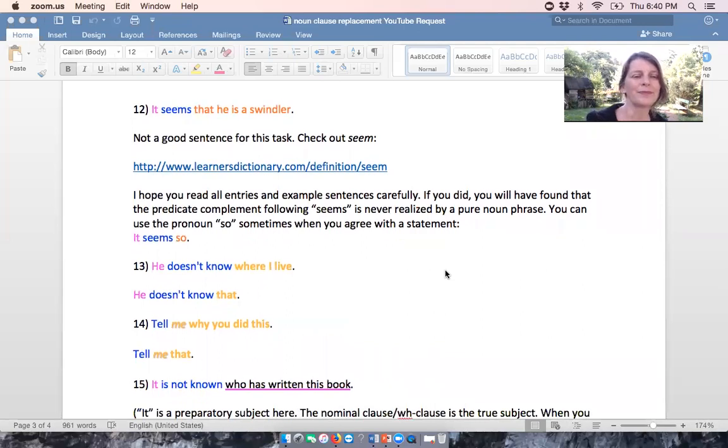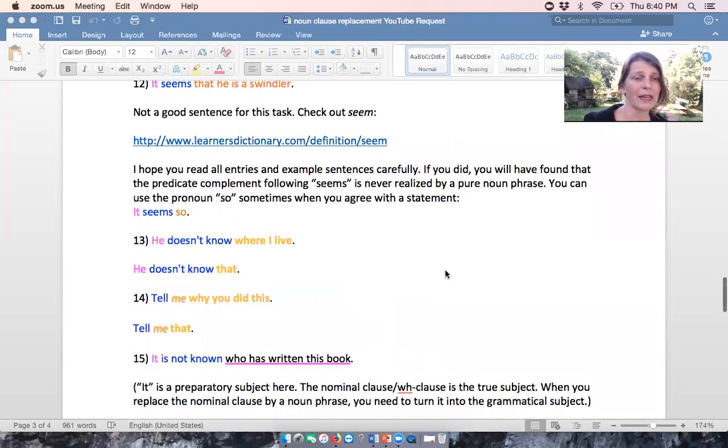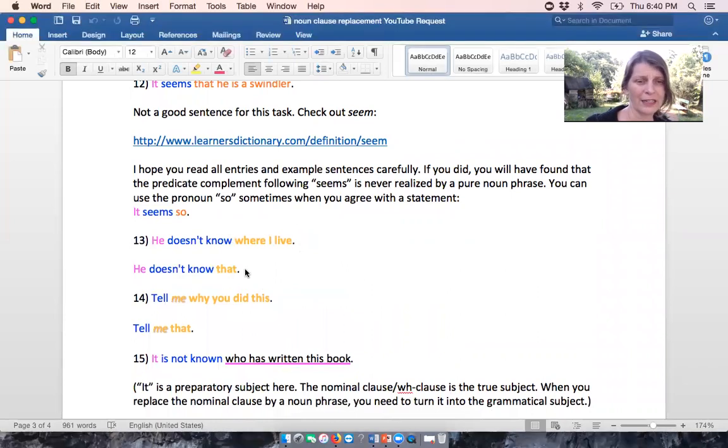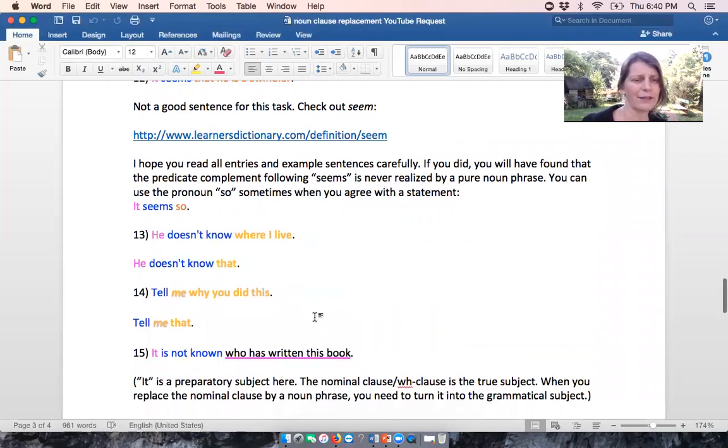So again, I'm not so fond of this homework. He doesn't know where I live. He doesn't know that. Okay, so I don't know something. I don't know the answer. He doesn't know the answer. He doesn't know that. I could also have said the answer, but of course, then that would not be a sentence that's totally the same as the original. Tell me why you did this is the same as we had above. Tell me something, tell me that, tell me the answer to the problem. But again, that would be a different kind of sentence.